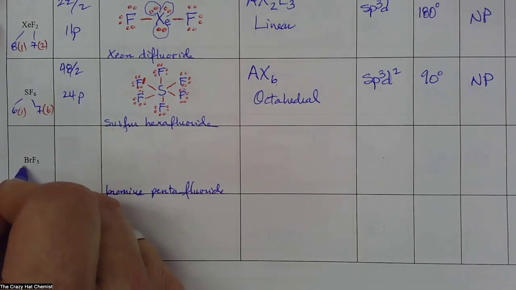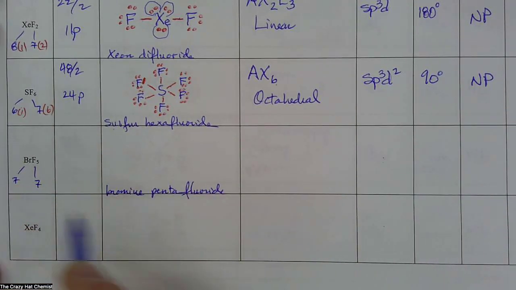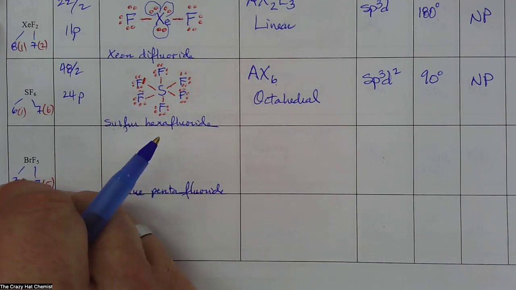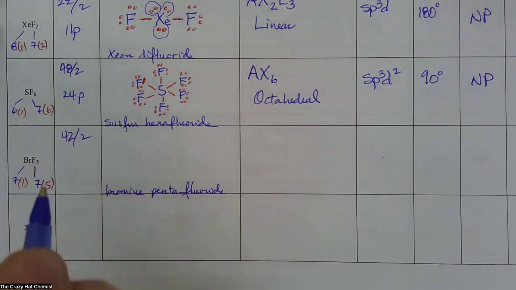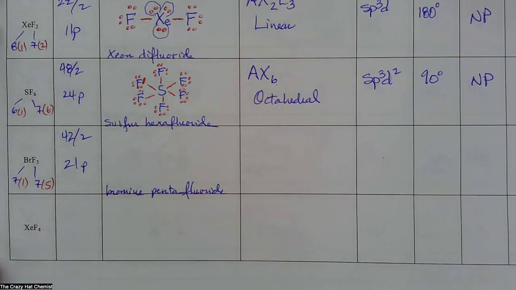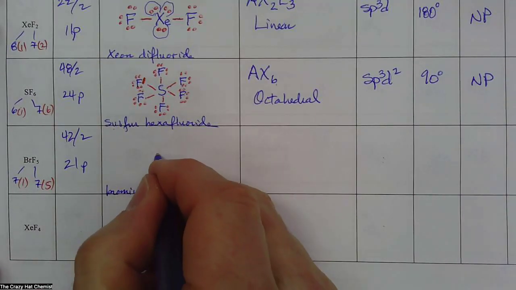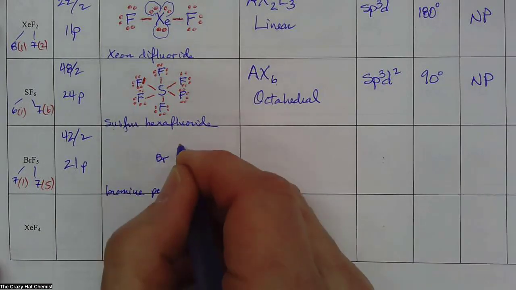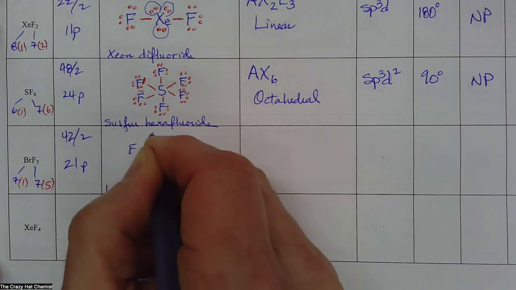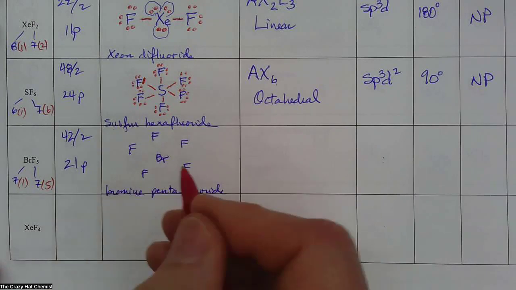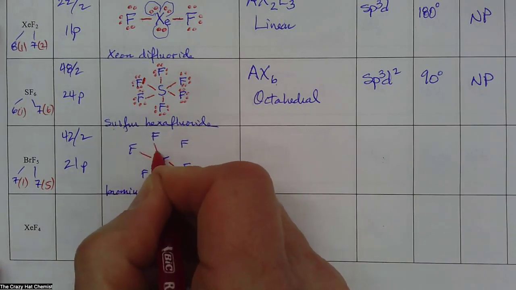Bromine pentafluoride. Bromine has 7 valence electrons, and fluorine has 7 valence electrons. There are 5 fluorines and 1 bromine, so it's 7 times 6, which is 42, divided by 2, and that's 21 pairs. The least electronegative goes in the middle, and that is certainly not the fluorine, so that's the bromine. Here we go: 1, 2, 3, 4, and 5 fluorines. We've got 21 pairs.